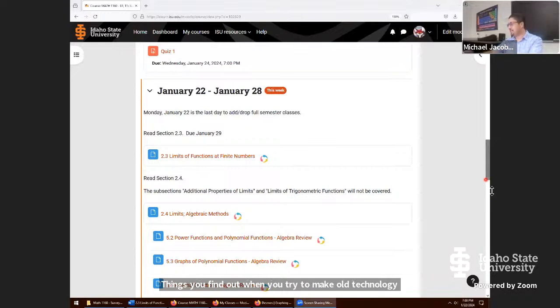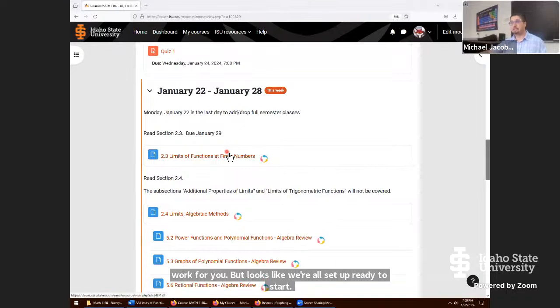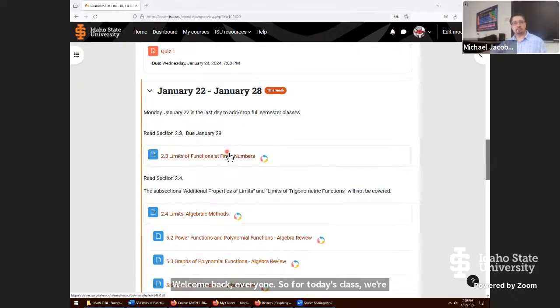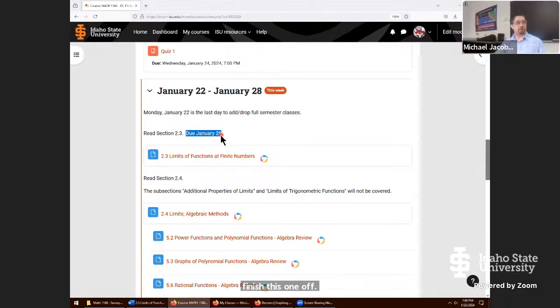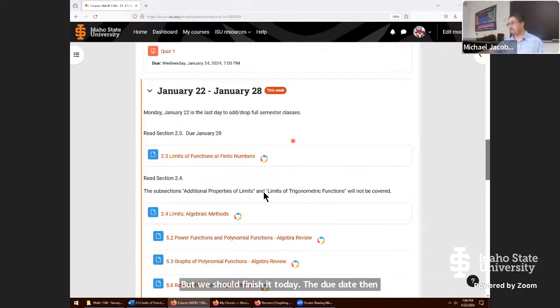Welcome back, everyone. So for today's class, we're making the jump from section 2.3 to taking the limits without having to rely on a graph, using the limit laws, the so-called algebraic methods. So we're not quite done with 2.3. We're going to go back in and finish this one off, but we should finish it today. The due date then is a 1 week turnaround, January 29th.